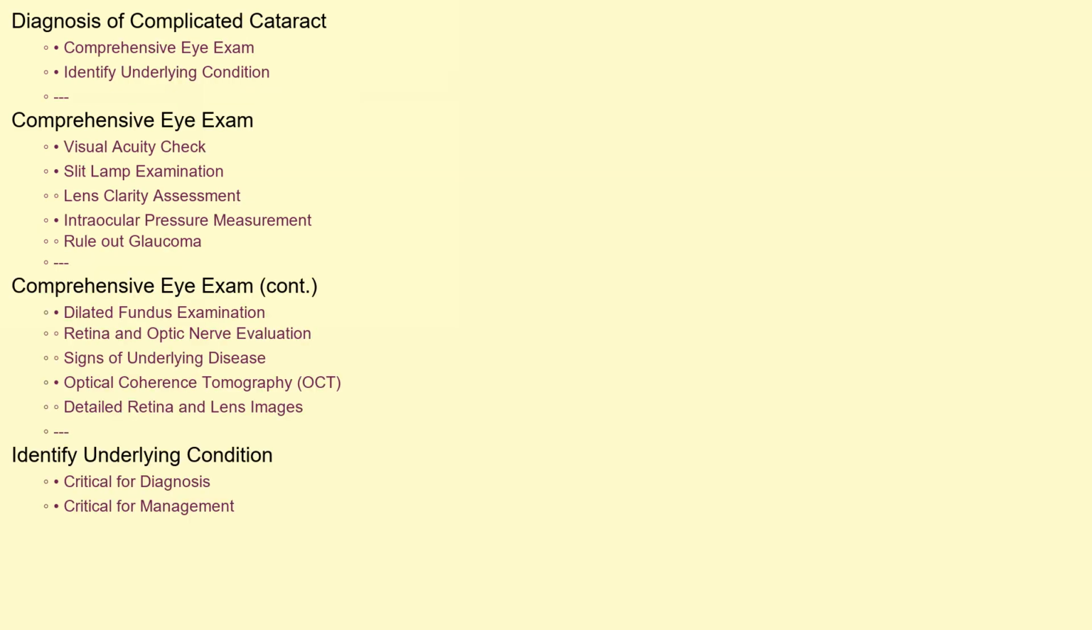Diagnosis of a complicated cataract involves a comprehensive eye exam. This includes checking visual acuity, assessing the clarity of the lens using a slit lamp microscope, and measuring intraocular pressure to rule out glaucoma or worsening glaucoma. A dilated fundus examination is also crucial to evaluate the retina and optic nerve, looking for signs of the underlying disease and its impact. In some cases, optical coherence tomography, or OCT, can be used to get detailed images of the retina and lens. Because the cataract is secondary, identifying and addressing the primary underlying condition is critical to proper diagnosis and management.